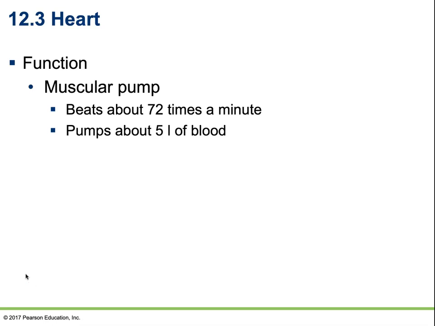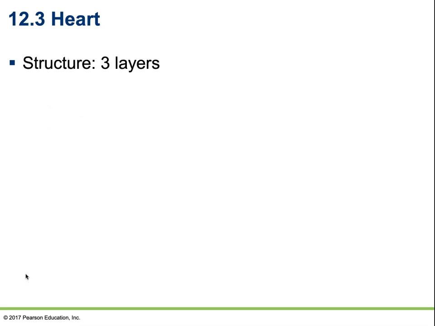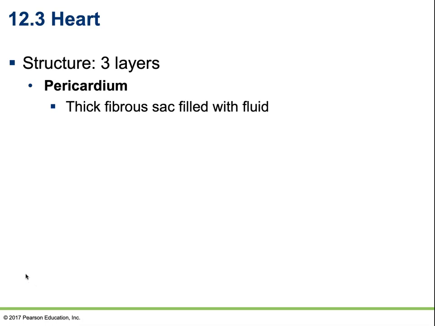Now, its structure is kind of interesting. The structure consists of 3 layers of heart tissue. The first layer is the pericardium. The pericardium is where the heart resides. This is going to be sort of a thick, fibrous sac that's filled with fluid. This is going to offer protection and help reduce friction on the heart as it's beating against this outermost layer. So it offers protection, reduces friction.